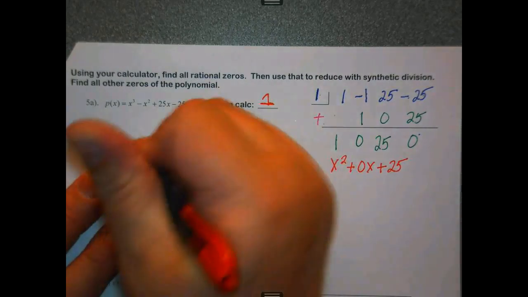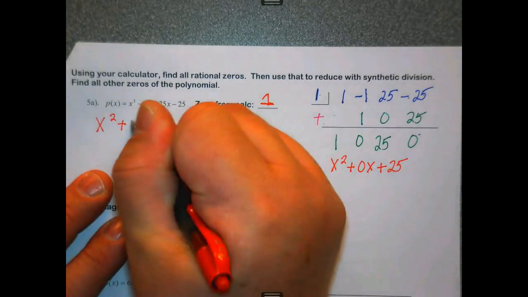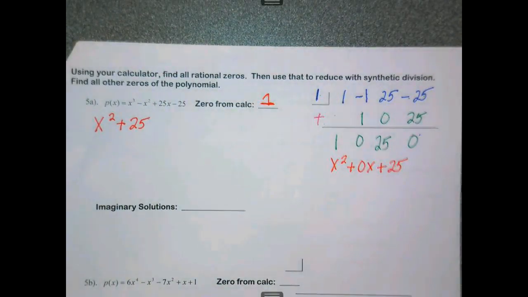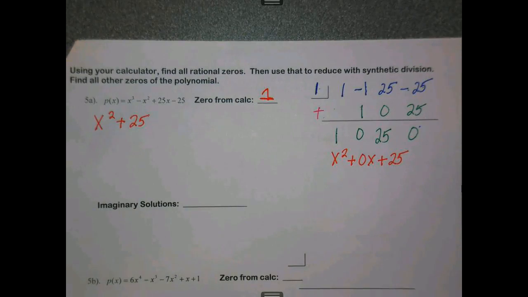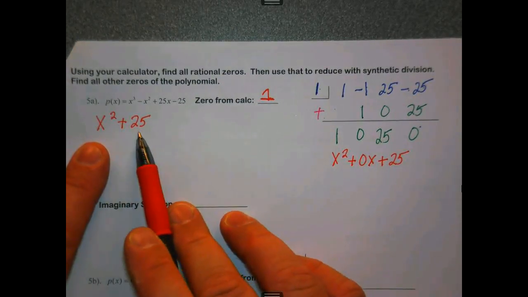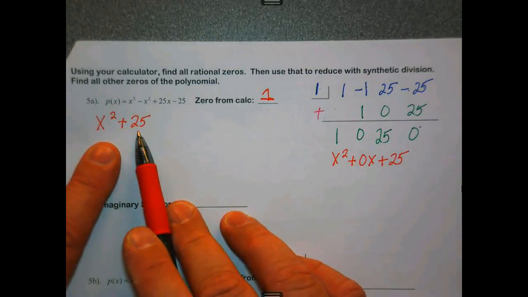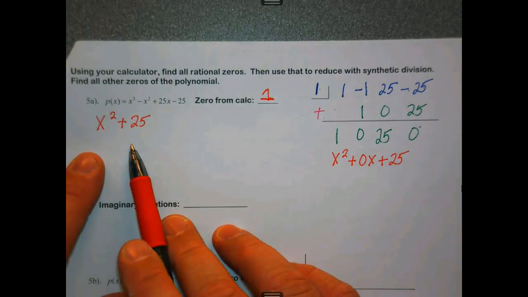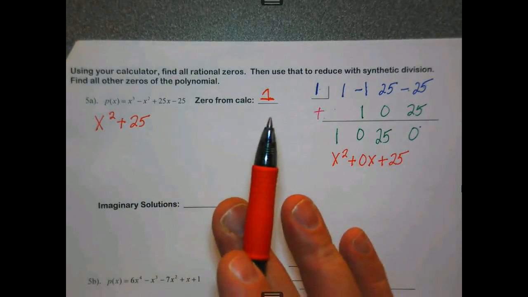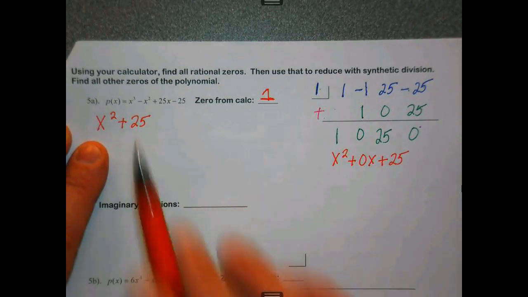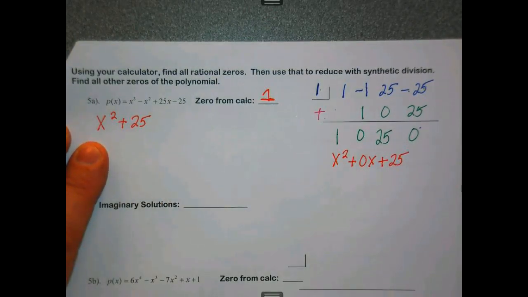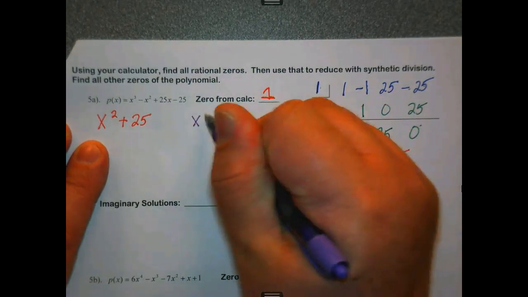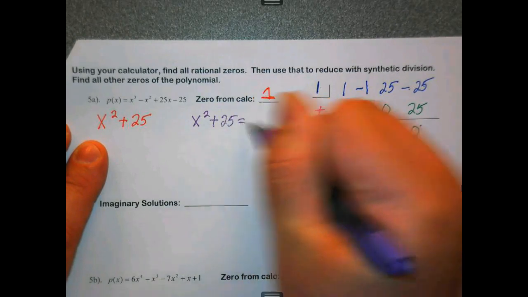Okay, so I get this quadratic, x squared plus 25. Now I've got a couple of choices here. I wish this was a minus because we have a formula for difference of perfect squares. This is a plus, so I know I have imaginary solutions here. Now, I've been teaching you to use the quadratic formula, right? There is a shortcut way of doing this. You could just set this equal to 0 and solve for x.